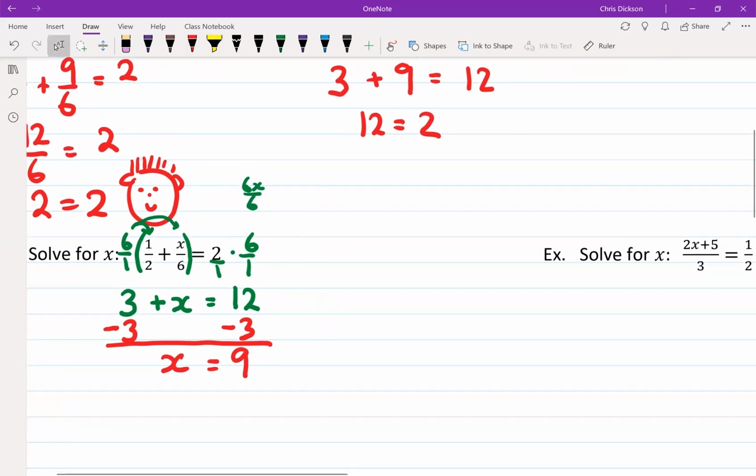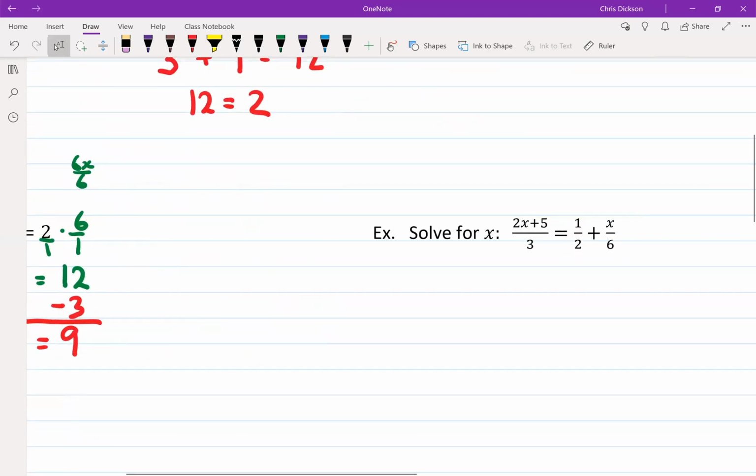Okay, so here's another question here. So let's take a look at our LCD again. So the LCD for this question, well, we've got 3s, we've got 2s, and we've got 6s. So the LCD happens to be 6 again. Not always going to be 6, of course. And then I'm going to take this and times it by 6 over 1. Take all of this and times it by 6 over 1.